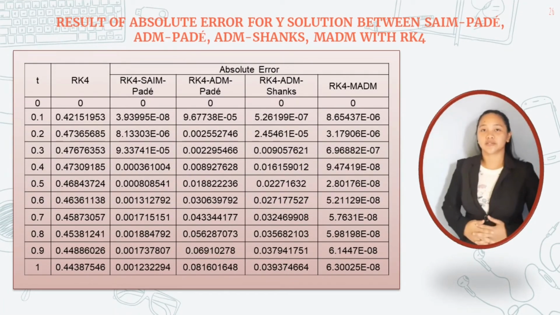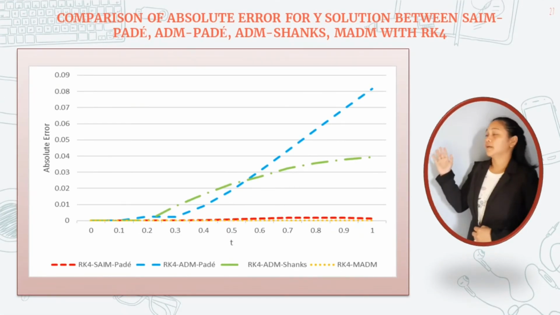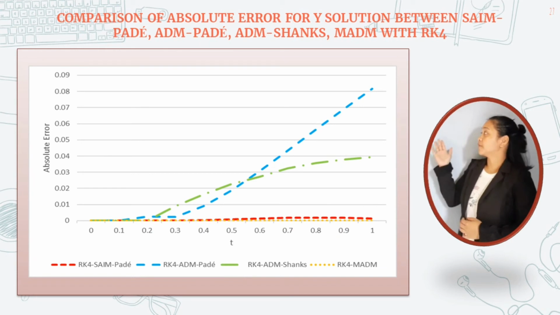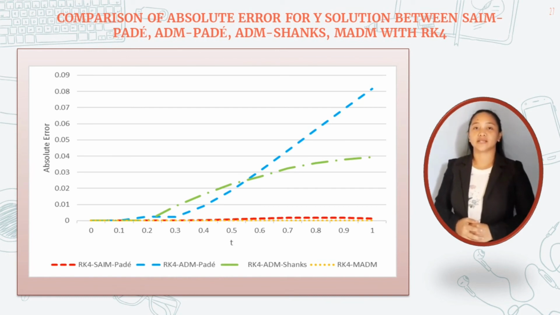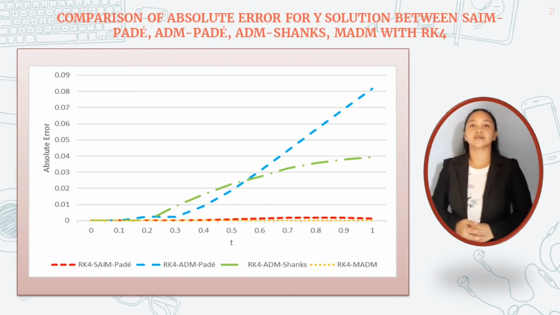The table shows the absolute error of the y solution between SAIM-Padé, ADM-Padé, ADM-Shanks, and MADM with Runge-Kutta 4. The graph shows the comparison of absolute error for the y solution between them. From the graph, we can see that the absolute error for ADM-Padé and ADM-Shanks keeps on increasing when t increases. Meanwhile, the absolute errors for MADM and SAIM-Padé are almost the same. However, the absolute error for SAIM-Padé starts to increase at t equals 0.5, while for MADM it is almost 0. It shows that MADM has better accuracy as compared to SAIM-Padé. However, MADM has longer calculation and uses larger memory space to obtain the solution. If the calculation is taken into consideration, the application of SAIM-Padé gives a better solution to solve the Michaelis Menten equation.